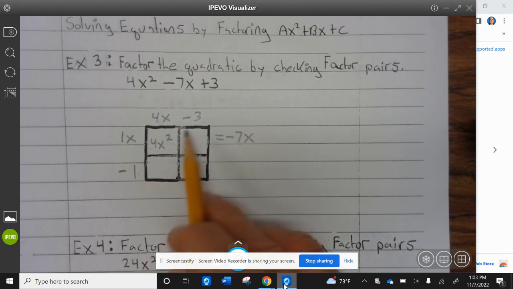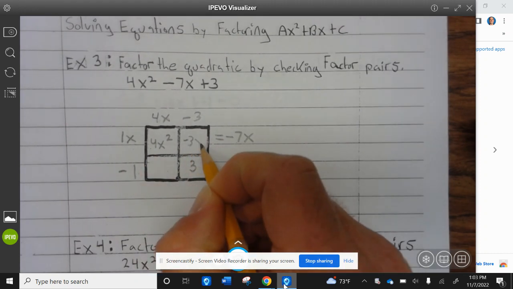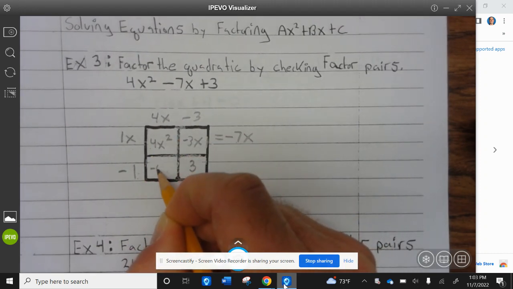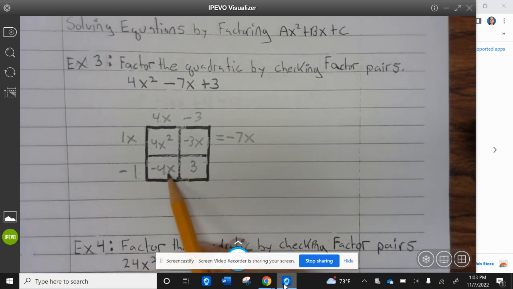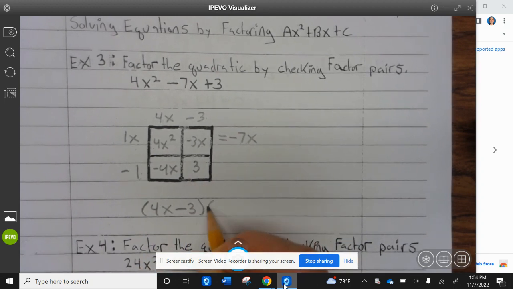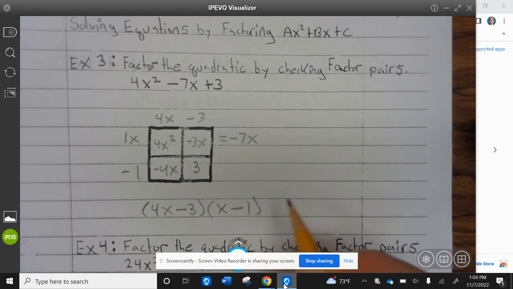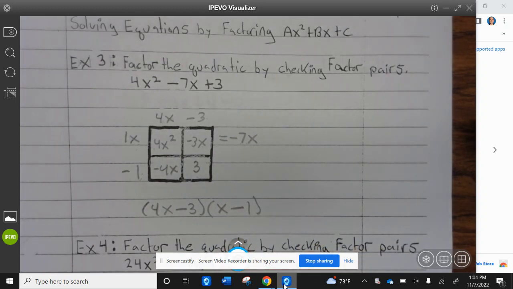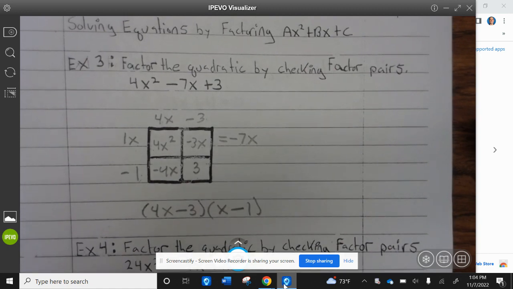1x times 4 is 4x squared. 1x times negative 3 is negative 3x. Negative 1 times 4 is negative 4x. Negative 4 and negative 3 combined to be negative 7x. Negative 1 times negative 3 is a positive 3. So our factors are 4x minus 3 times x minus 1. All right, go and finish up example 3.